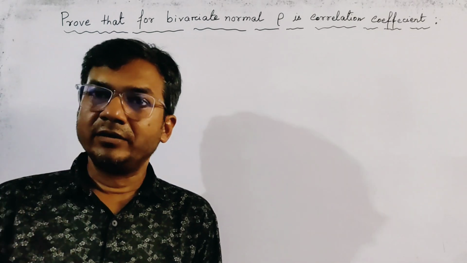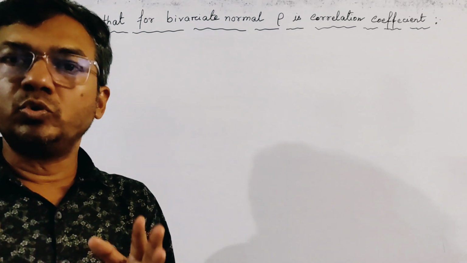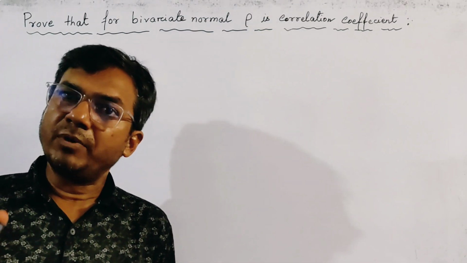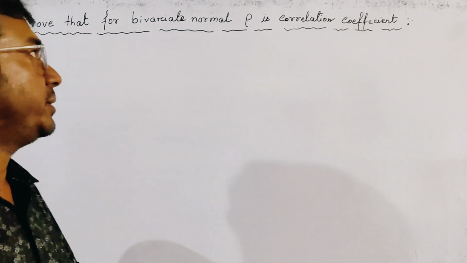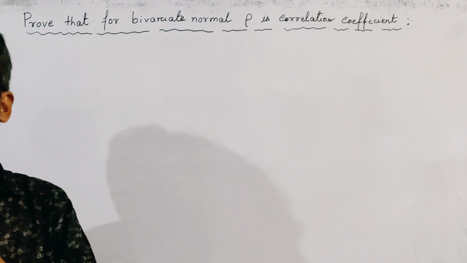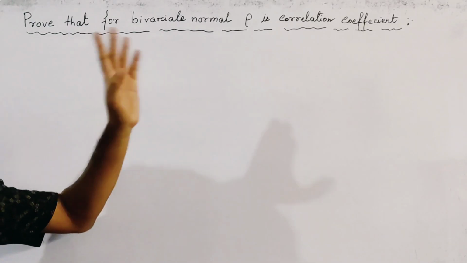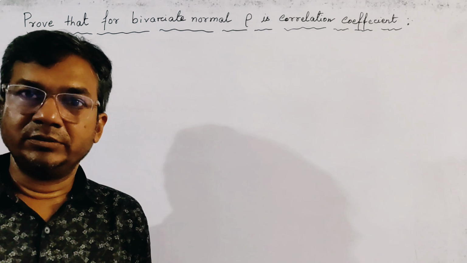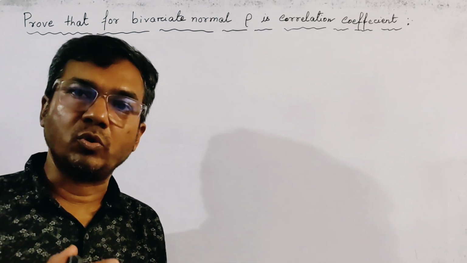If I say what is the correlation coefficient of a two-dimensional normal distribution, then the maximum number of students give the correct answer, which is rho. Okay, we all know that the correlation coefficient of the bivariate normal distribution is rho. But how to prove that the correlation coefficient of bivariate normal is rho?